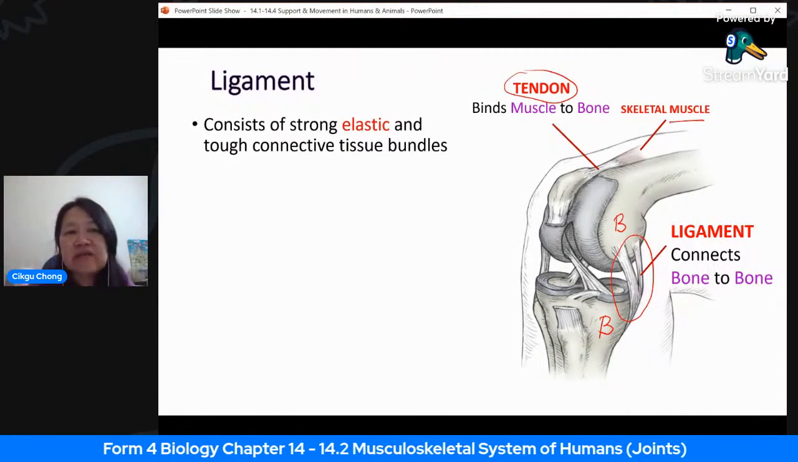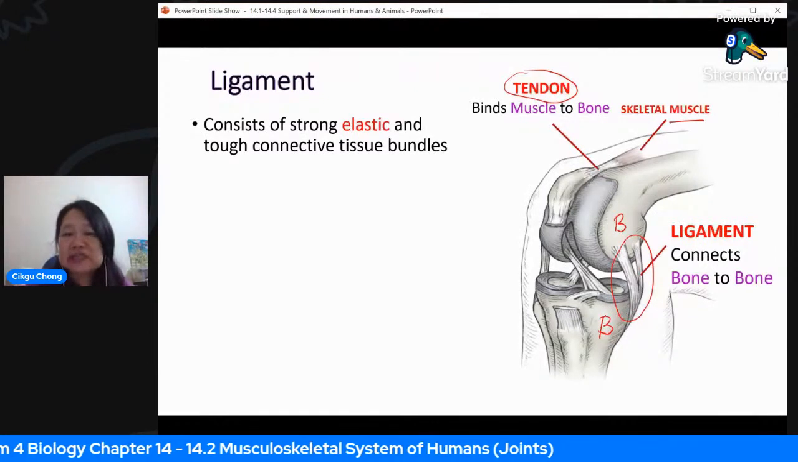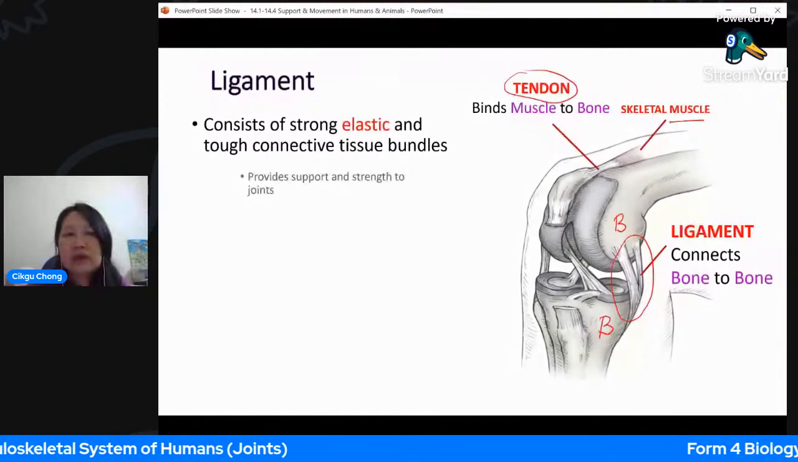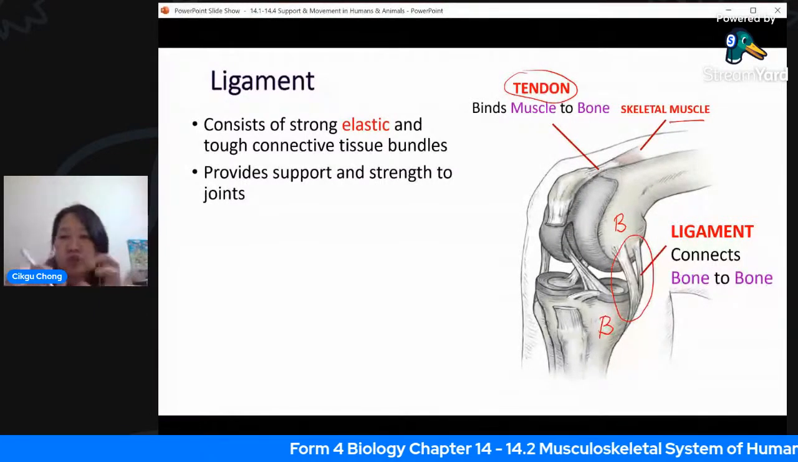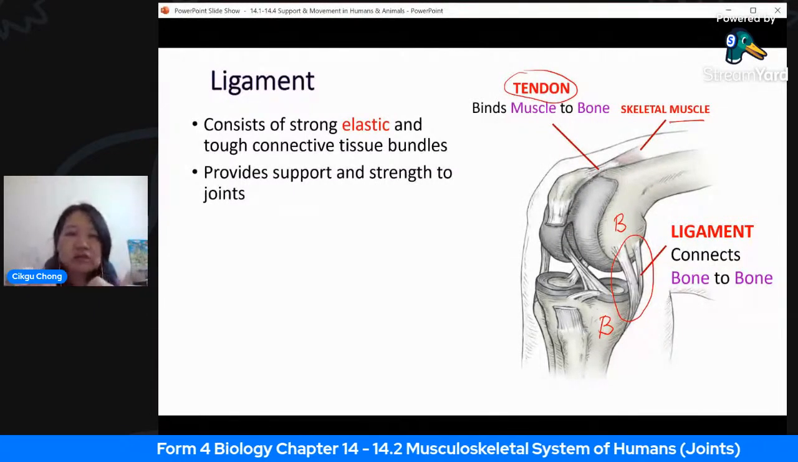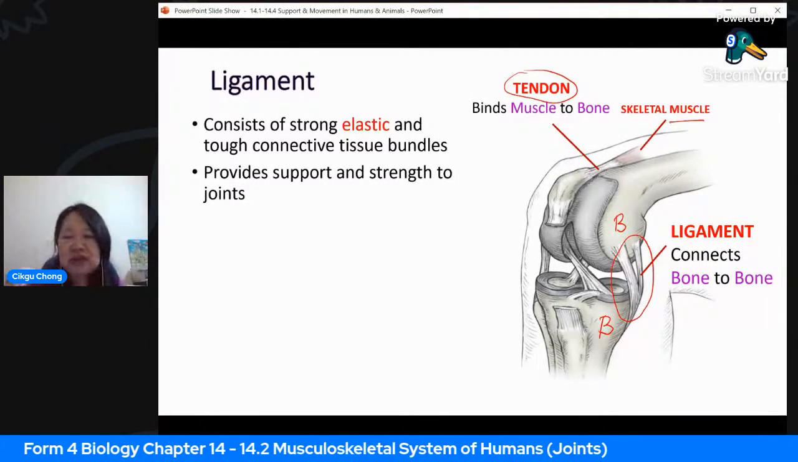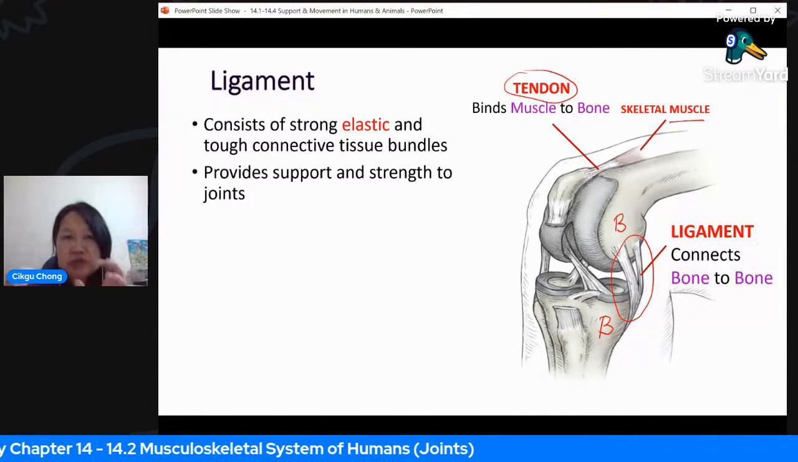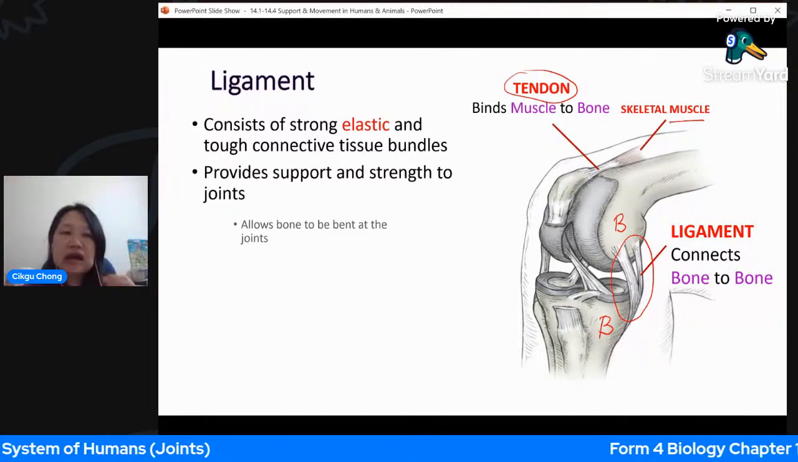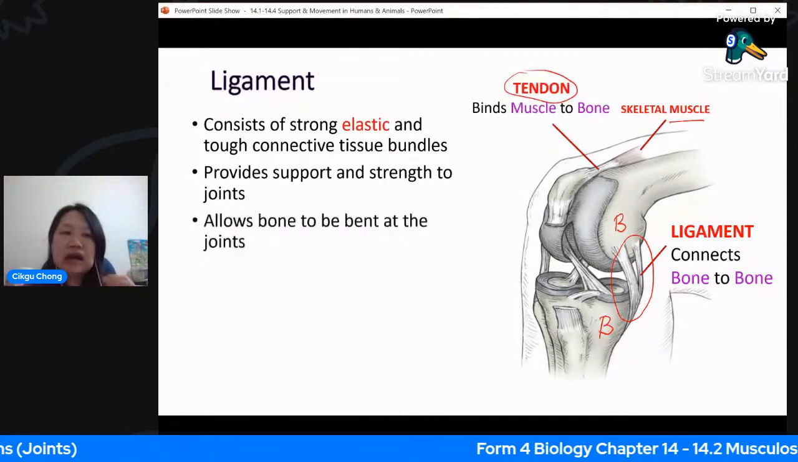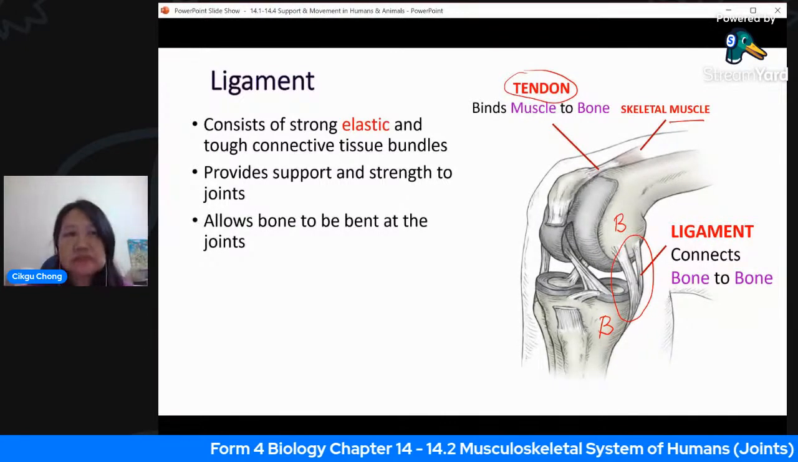So it's tough connective tissue bundles. It's elastic. Okay, I'll teach you how to remember. Okay, provide support and strength to the joints. So you have strength, it makes the joint hard, to say strong, right? So your bones will be tough, right? The joint is firmer. Okay, then next, allows the bone to be bent. So it also allows the bending movement. This is the function of ligament.